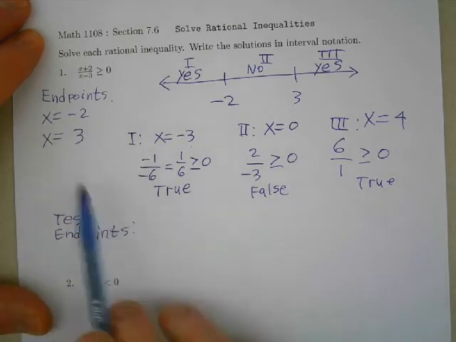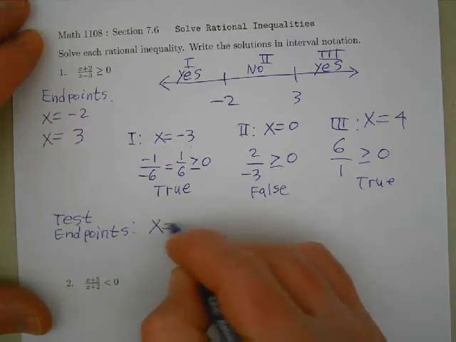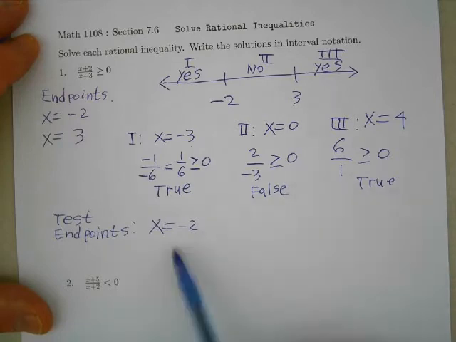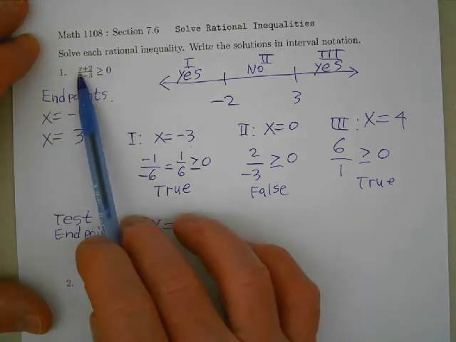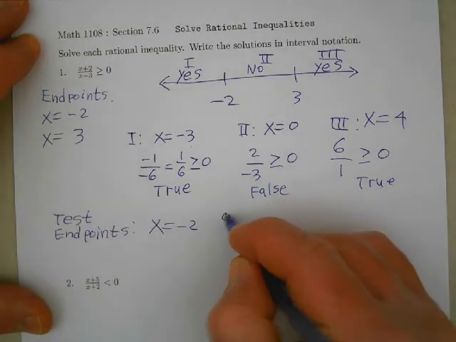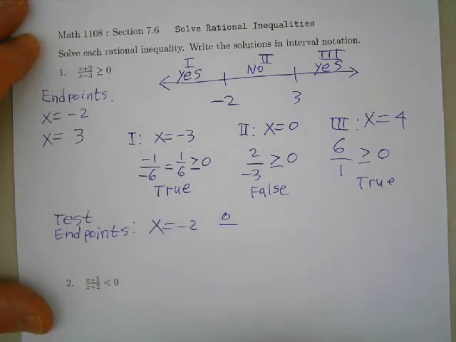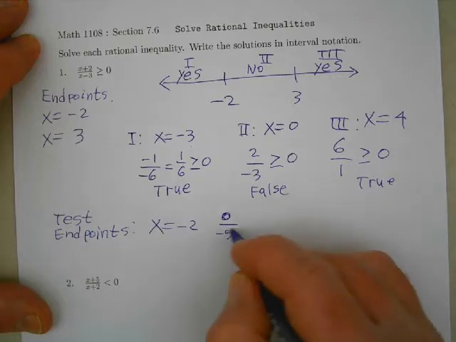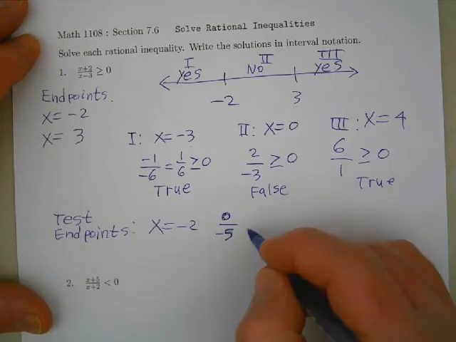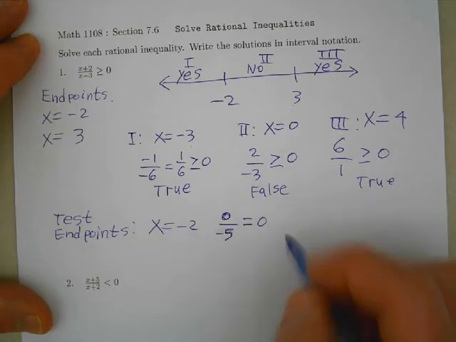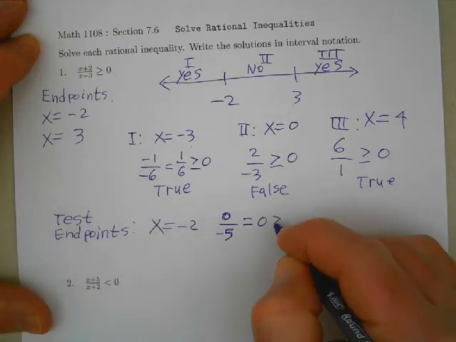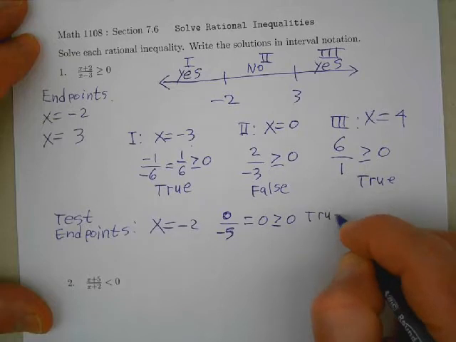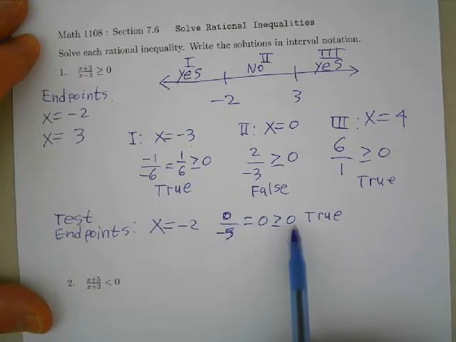The endpoint that comes from the numerator is -2. So replace every x in the inequality with -2. In the numerator, -2 plus 2 is 0. In the denominator, -2 minus 3 is -5. But 0 divided by -5 is just 0, and then the inequality is greater than or equal to 0. Well, that's true because of the or equal to 0 part.